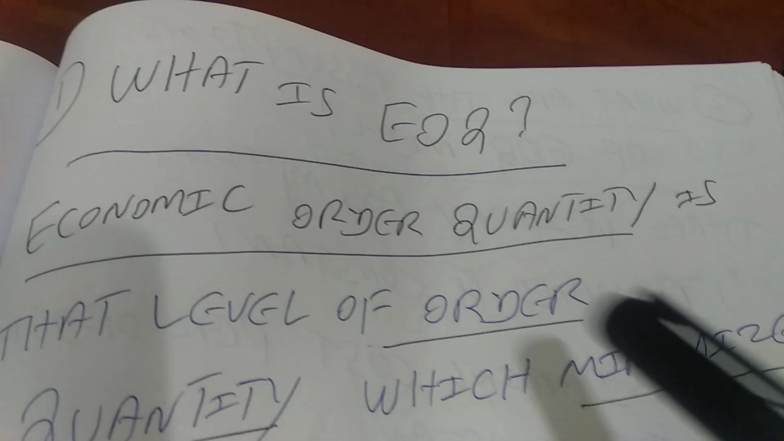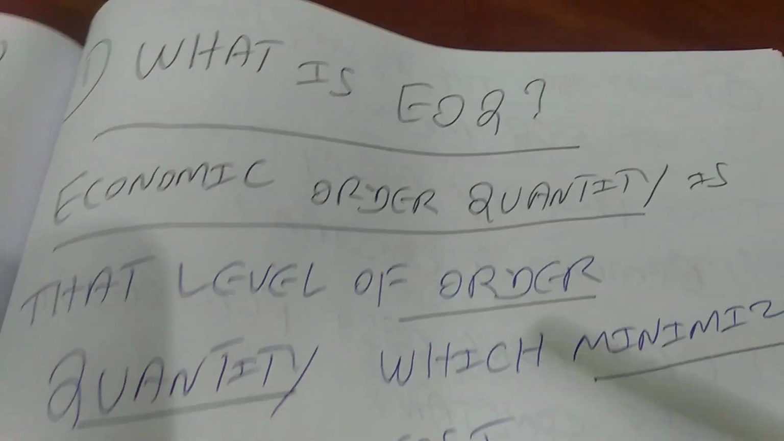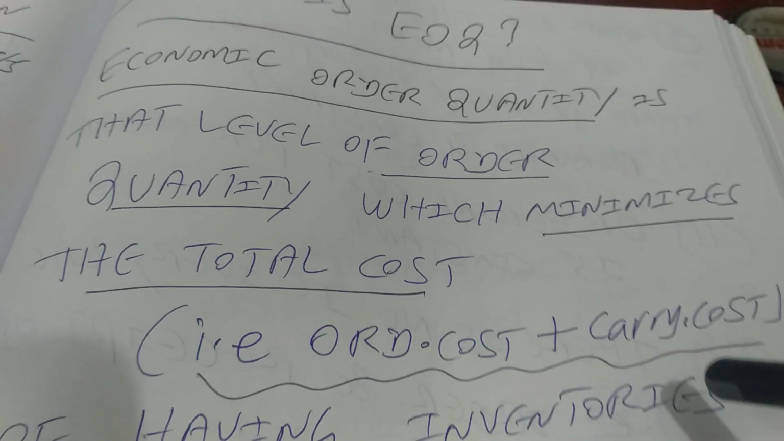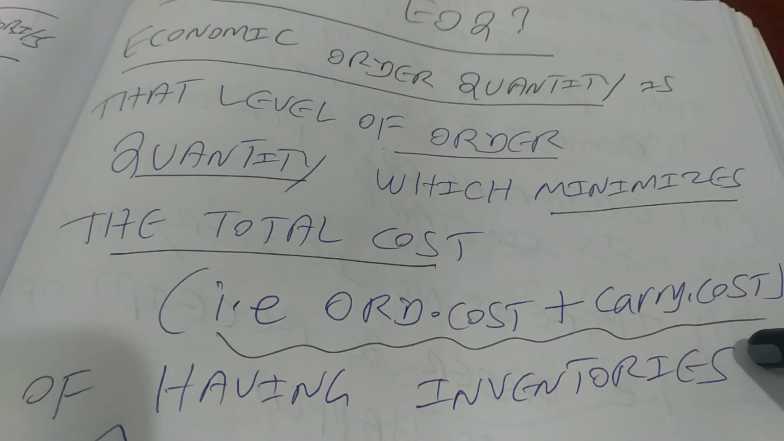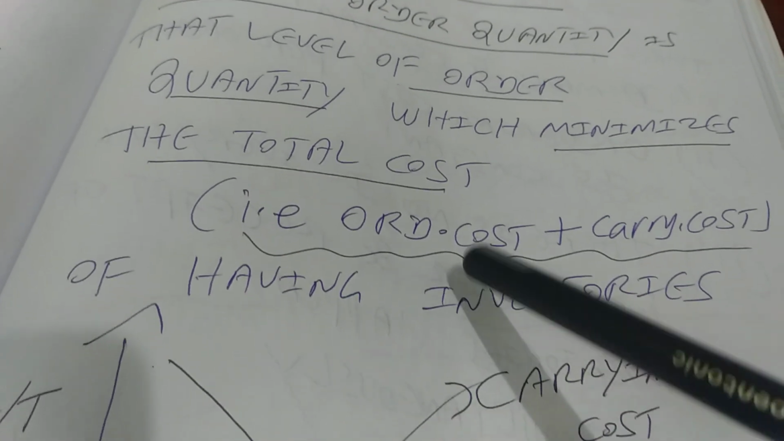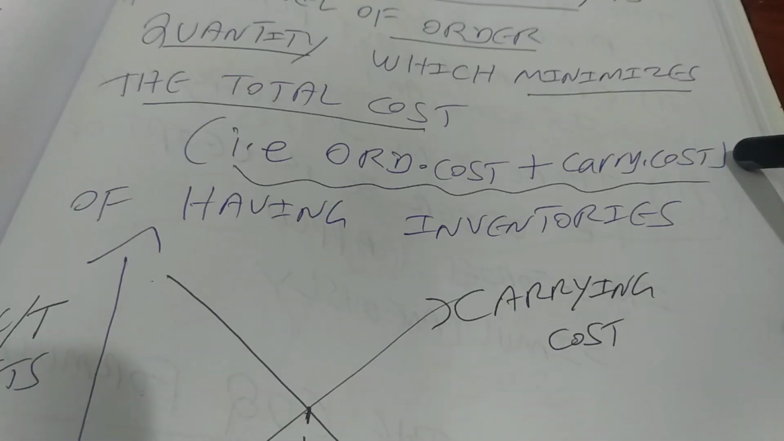So question number 1 is what is EOQ? Economic order quantity is that order quantity at which the total cost of inventories are minimized. Total cost of inventory consists of 2 elements. One is your ordering cost and the other one is carrying cost, right?